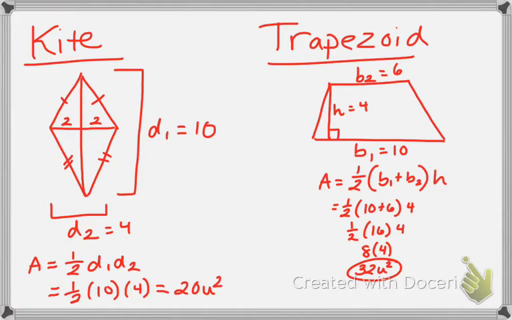So, triangle, rectangle, square, those should have been already in your brain somewhere, hopefully. Parallelogram, you probably already had that one too. Kite and rhombus, what's nice about those is they have exactly the same area formula, 1/2 diagonal 1 times diagonal 2. And the only other one then would be the trapezoid, where you take 1/2 the sum of your bases and multiply it by the height.